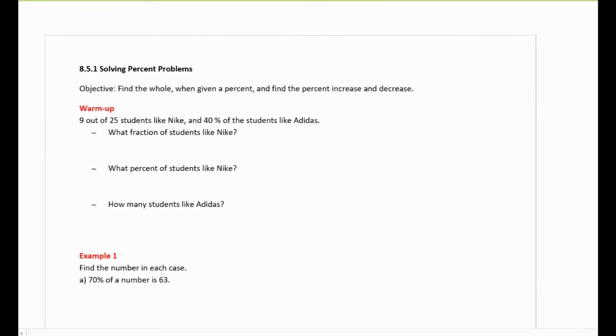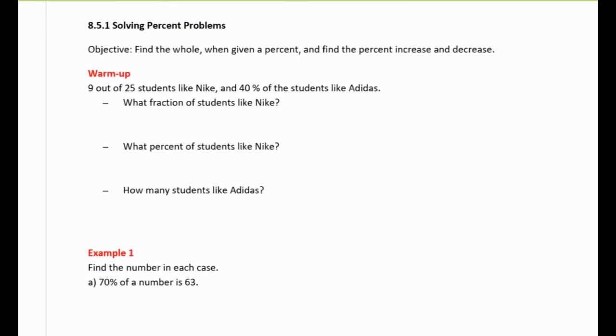Today we're going to learn how to solve percent problems. So we're going to find the whole when given a percent and find the percent increase and decrease. Okay, look at the warm-up question.